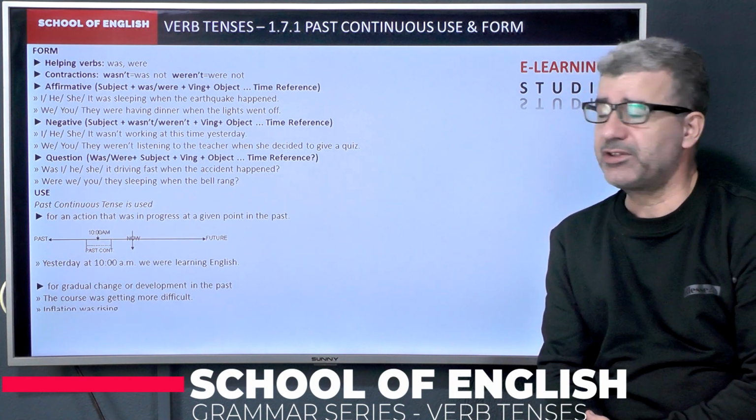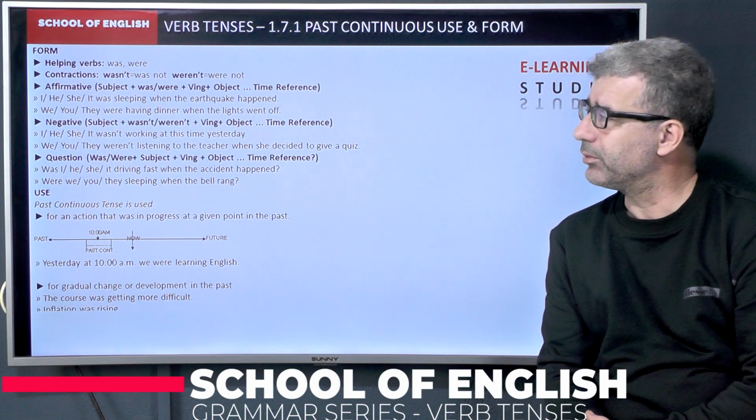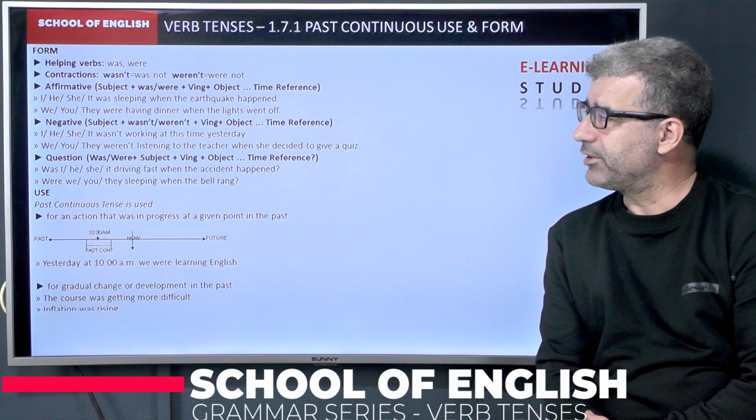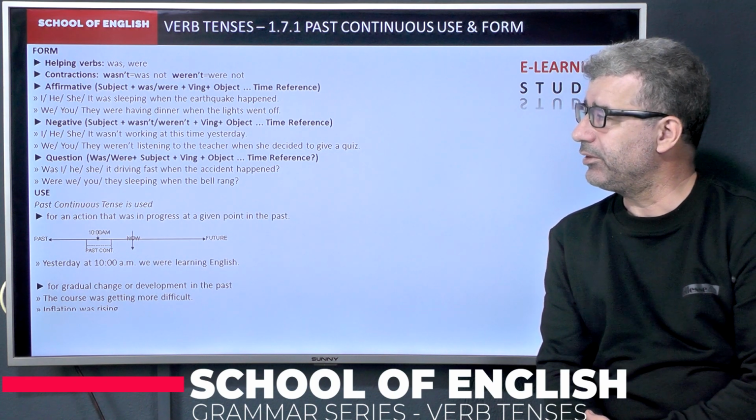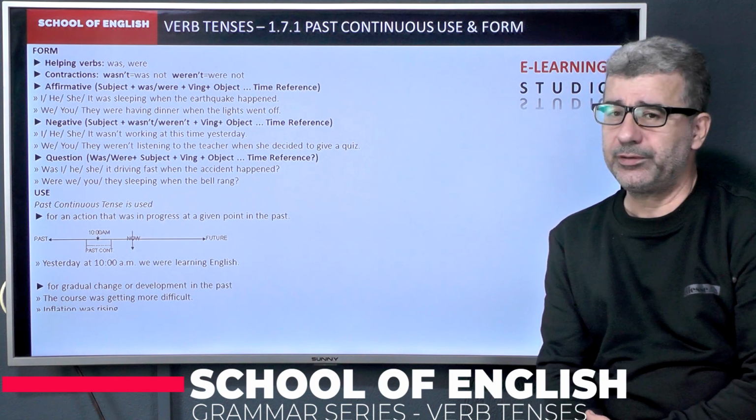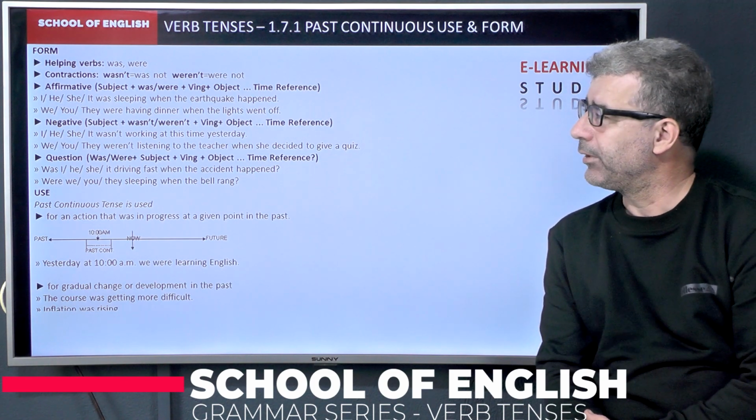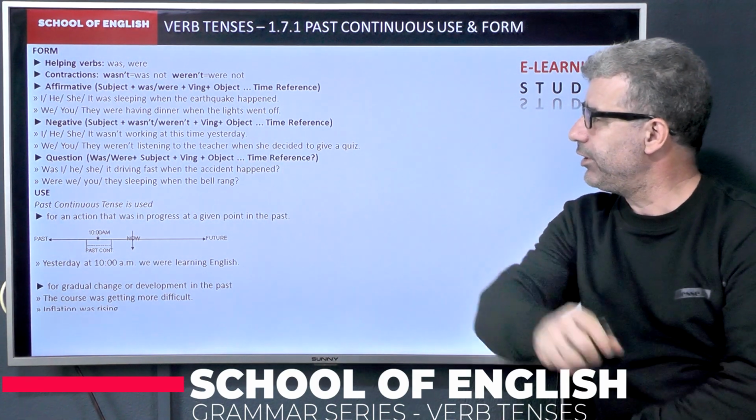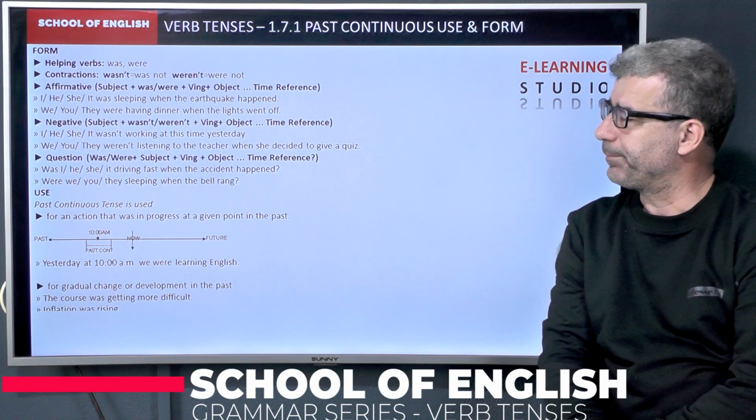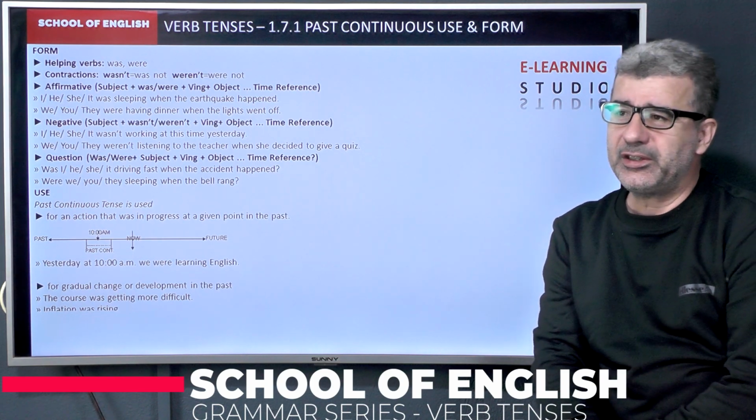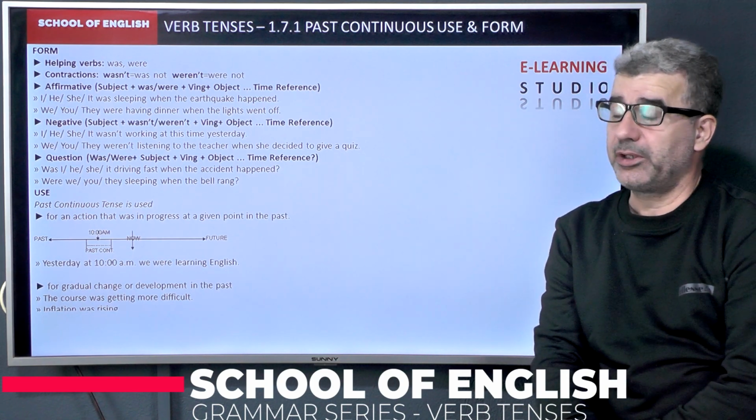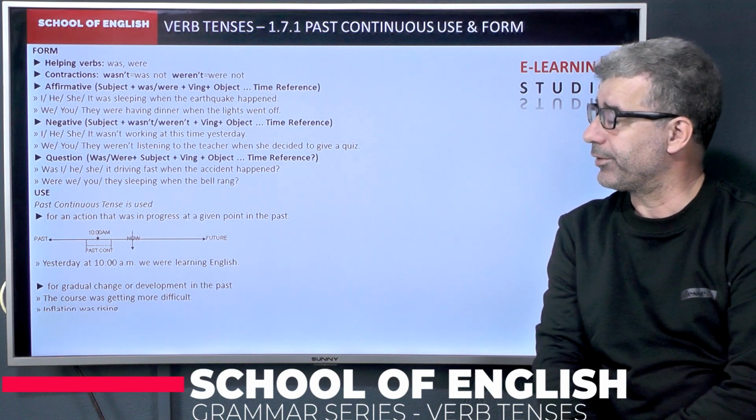How do we form negative sentences? We do it with wasn't and weren't, of course. Let's have a look at the examples. He wasn't working at this time yesterday. Point of reference for this sentence is at this time yesterday. Okay, we weren't listening to the teacher when she decided to give a quiz. When she decided to give a quiz is our point of reference here.